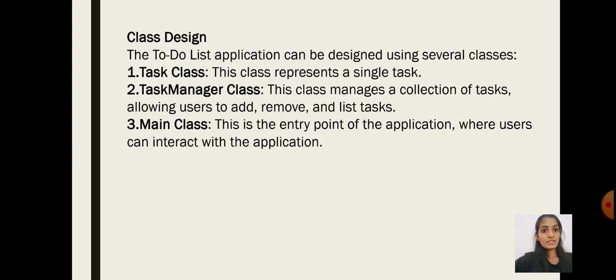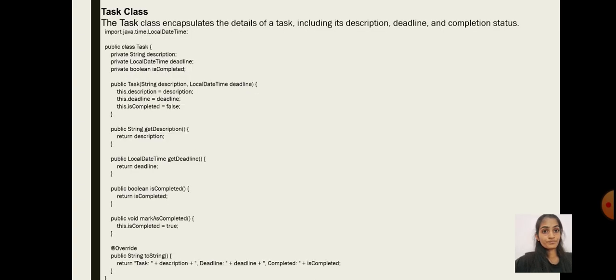Next, class design. The to-do list application can be designed using several classes. Below are the given classes. Task class. This class represents a single task. Task Manager class. This class manages a collection of tasks, allowing users to add, remove and list the tasks. Main class. This is the entry point of the application where users can interact with the application.